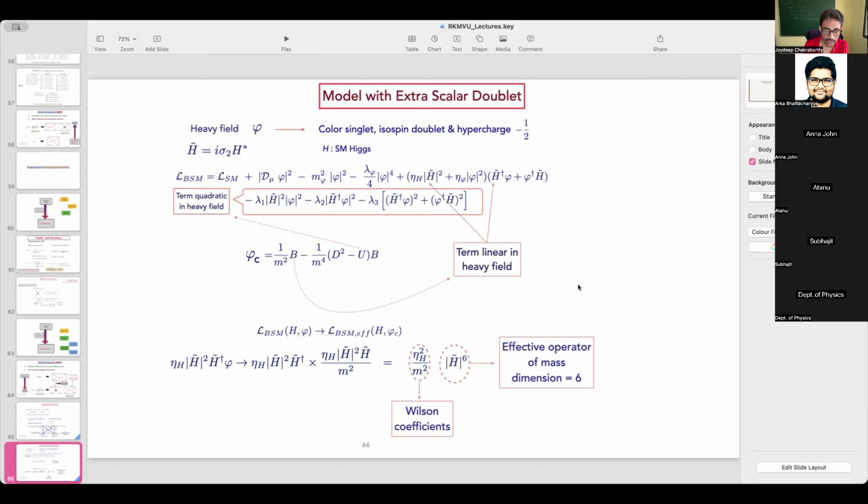H has mass dimension 1. It's the standard model Higgs, so all the scalar fields have mass dimension 1 because I am working in 3 + 1 dimensions. But what is the mass dimension of phi c? Phi c has a mass dimension of 1, because it's a scalar background field.